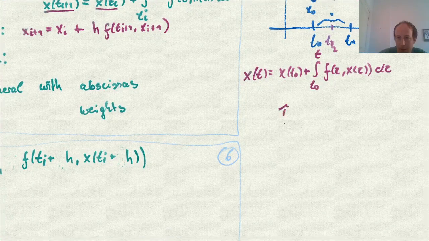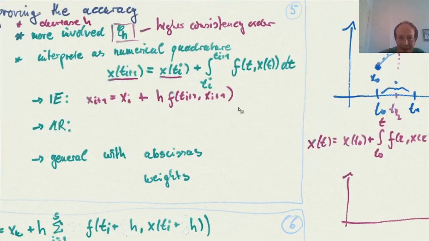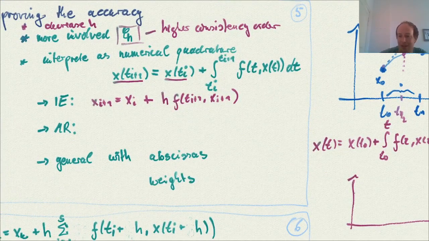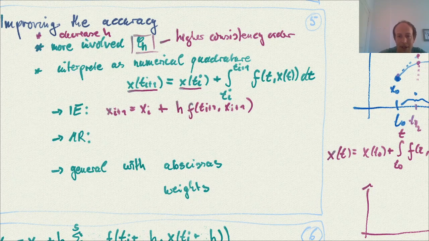Maybe to give you this interpretation here. It's so easy. Maybe not. Maybe we stick to this formula and this interpretation. We have to draw the f here. That's not so easy to digest then.